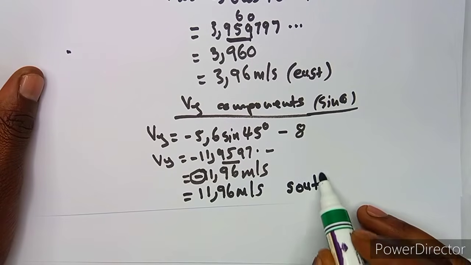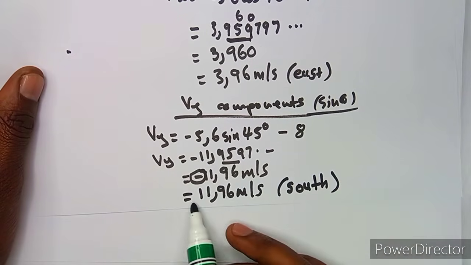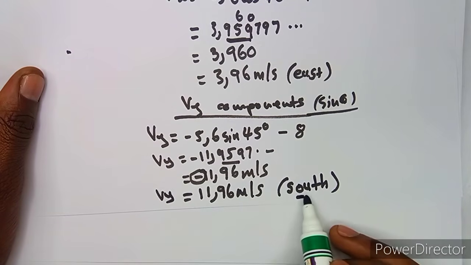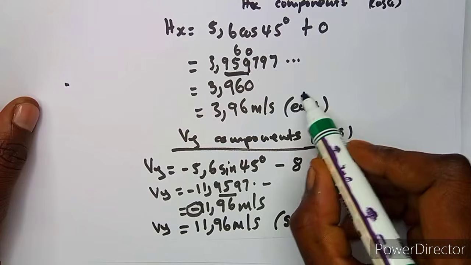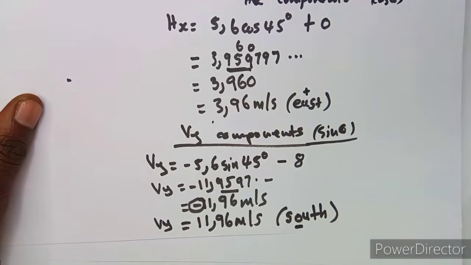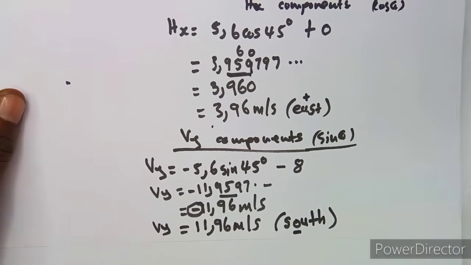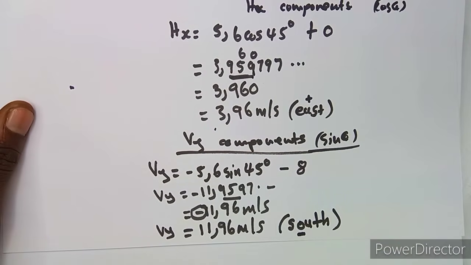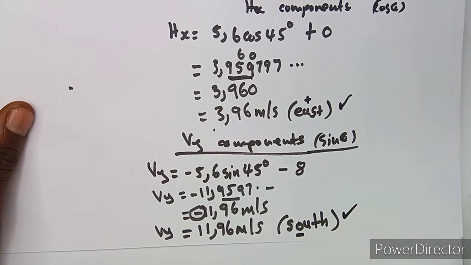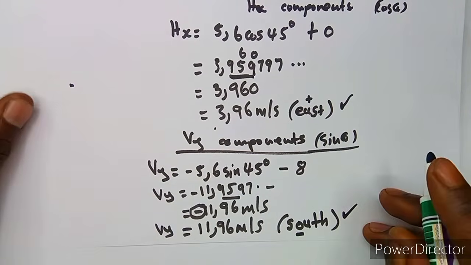So the moment you write the direction, you have already indicated the sign. This direction consists of the sign. So the moment you write east, you don't write the sign, because already you're indicating that you're going to the east. So that is how you're going to have it. So we have got the horizontal component and the vertical component here. So let's find the resultant.